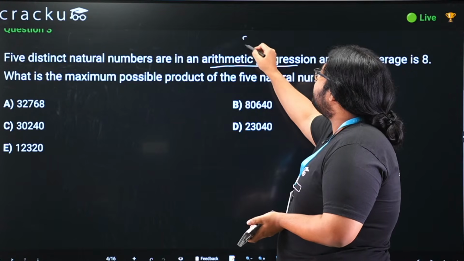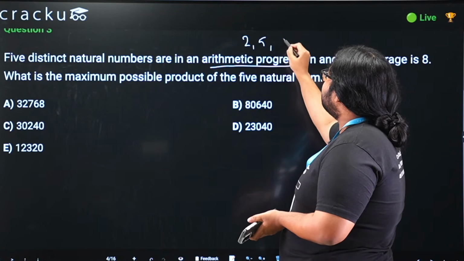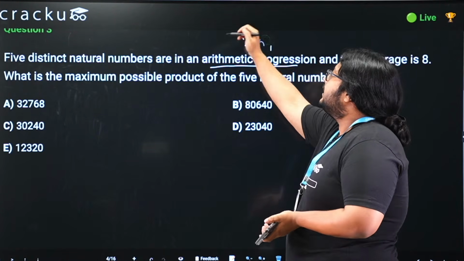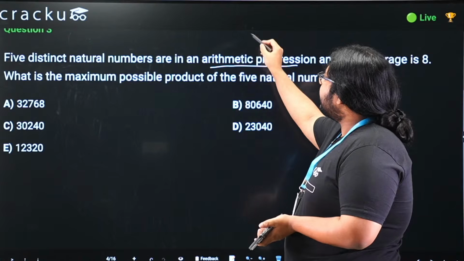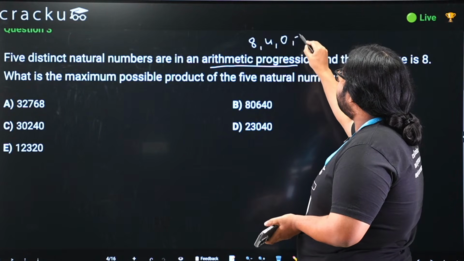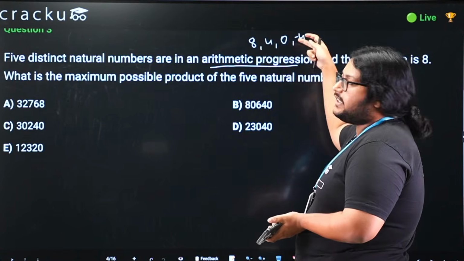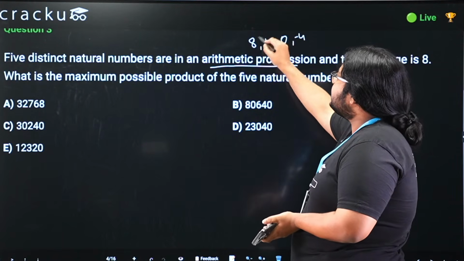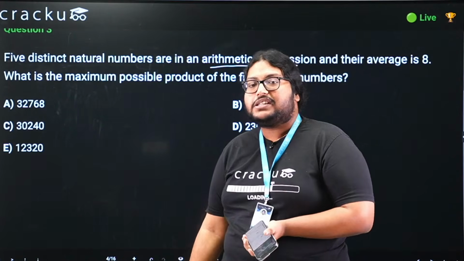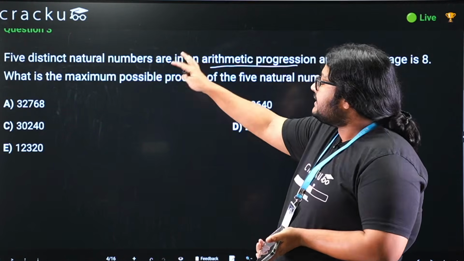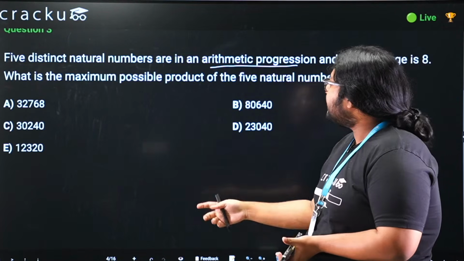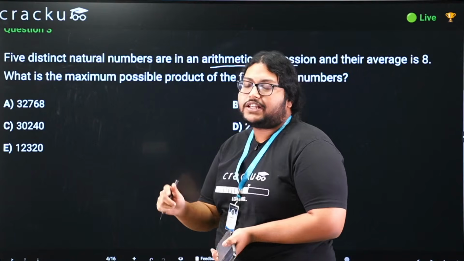Something like 2, then 5, then 8, then 11, like plus 3, plus 3, plus 3 going on. It can also be reversed, like 8, 4, 0, minus 4, like minus 4, minus 4, minus 4 going on. But the thing is, the difference is constant. So this kind of progression is called an arithmetic progression. So it says that 5 distinct natural numbers are in an AP and their average is 8. What is the maximum possible product of the 5 natural numbers?